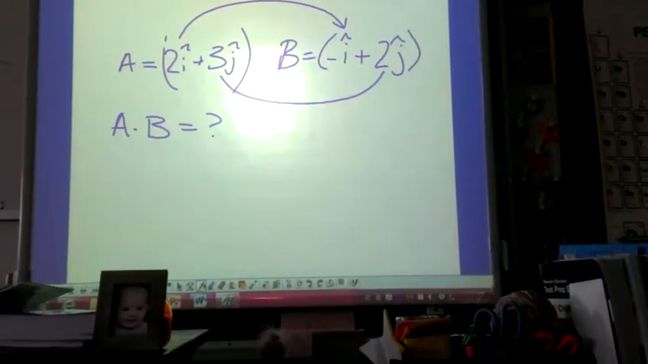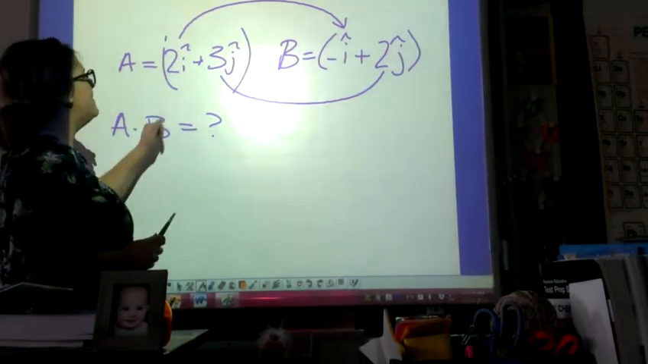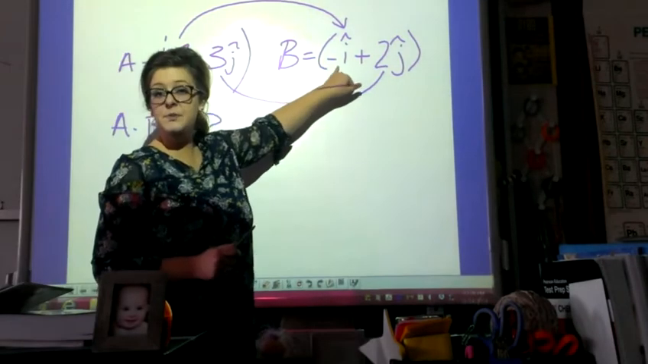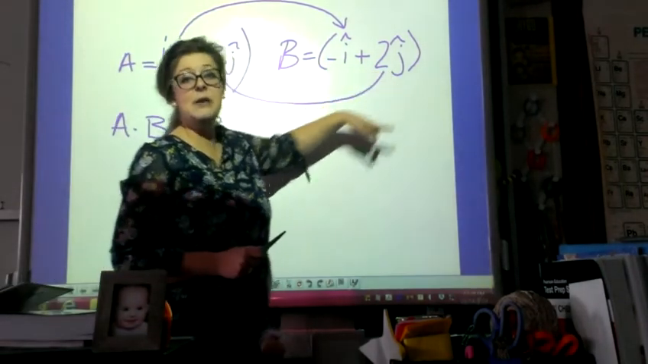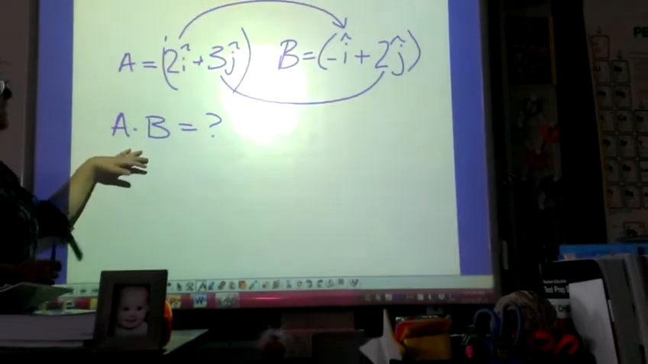All right, guys, let's start back on here. So I want to find A dot B, and I can do that by taking AX times BX, plus AY times BY. That's a way that I can find A dot B.